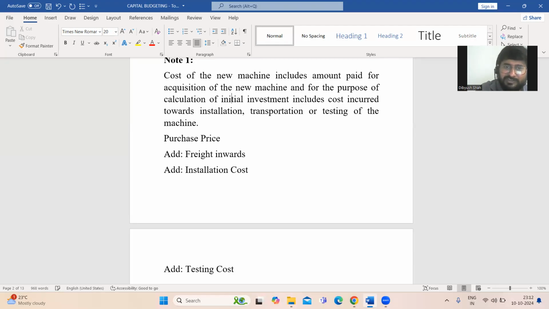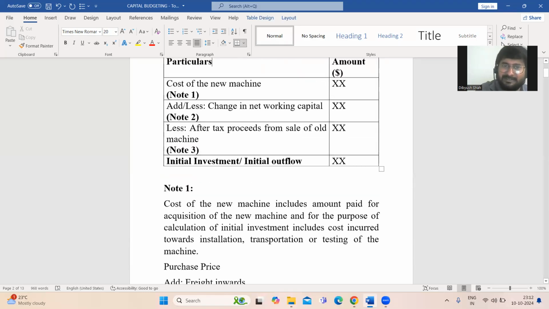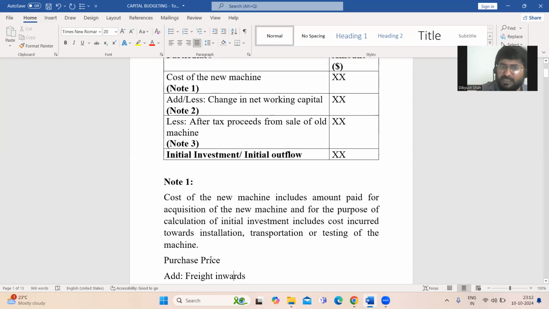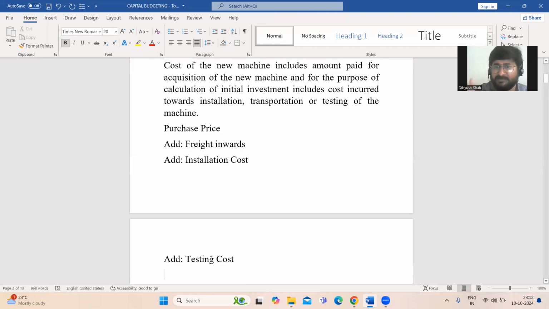So if you see, the first one looks really simple, right? Cost of the new machine. Generally, people think purchase price, that's it. No, it includes four essential elements. One, purchase price. Of course, you all know this, but it also includes freight inwards. It also includes any installation cost and any testing cost.